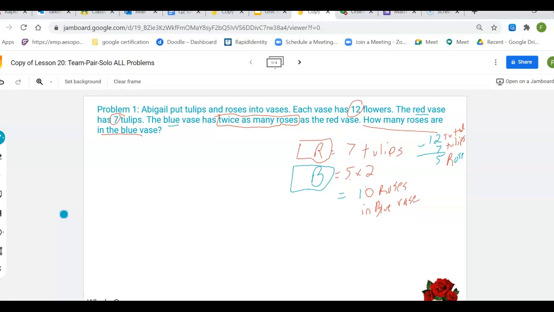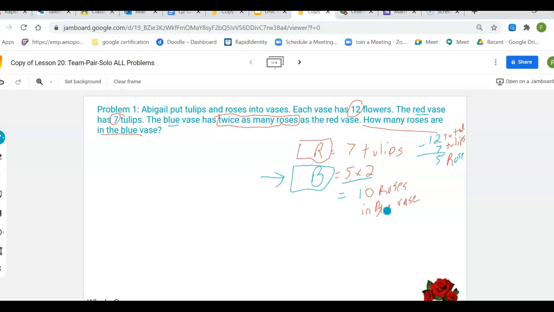All right, so we got that first part done. Now, the blue vase, which I have indicated right here, has twice as many roses as the red vase. Now, if there were 5 roses in the red vase, we've already determined that we need twice as many. So when you say twice as many, multiplicative comparison, we're going to multiply times 2, or you could do repeated addition. You could say 5 plus 5, but I'm showing multiplication here, 5 times 2. So that gives me a total of 10 roses in the blue vase.